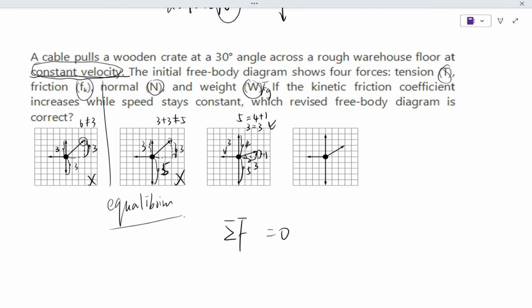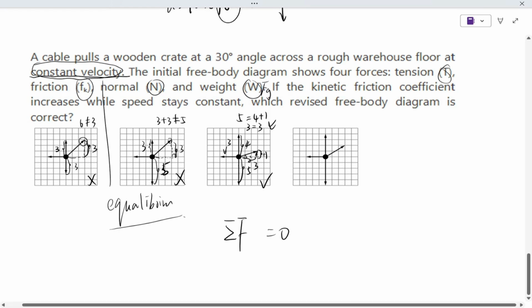So this is at equilibrium, which means this is the correct answer because, in the question, it says at a constant speed. It just wants you to find a free body diagram that shows that the crate is moving at a constant speed, or at equilibrium, where the sum of all the components is equal to 0.